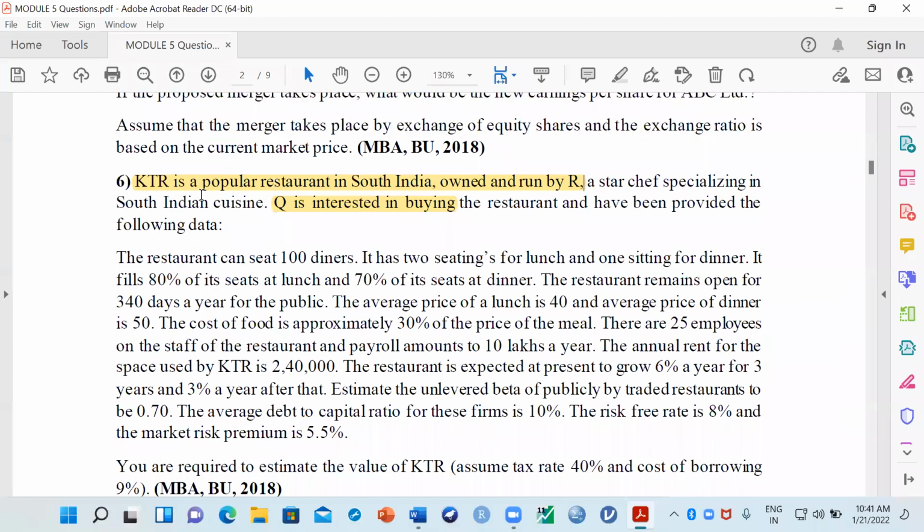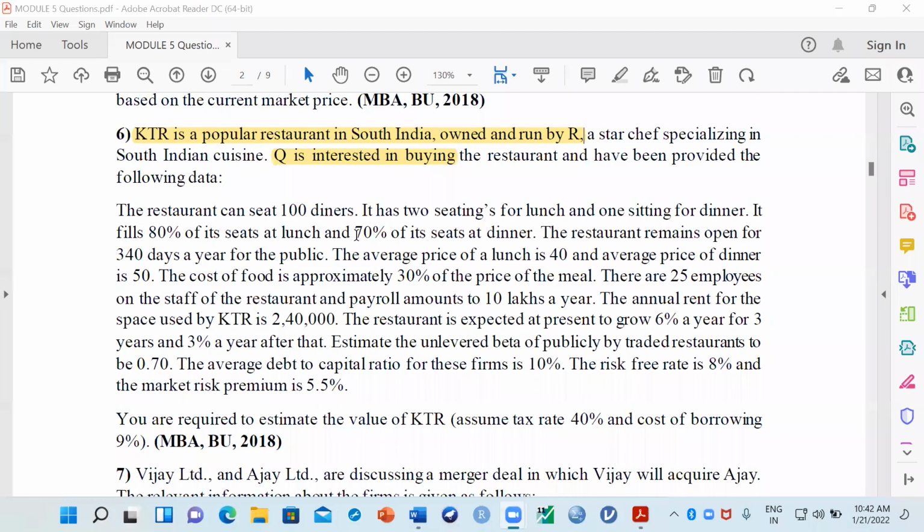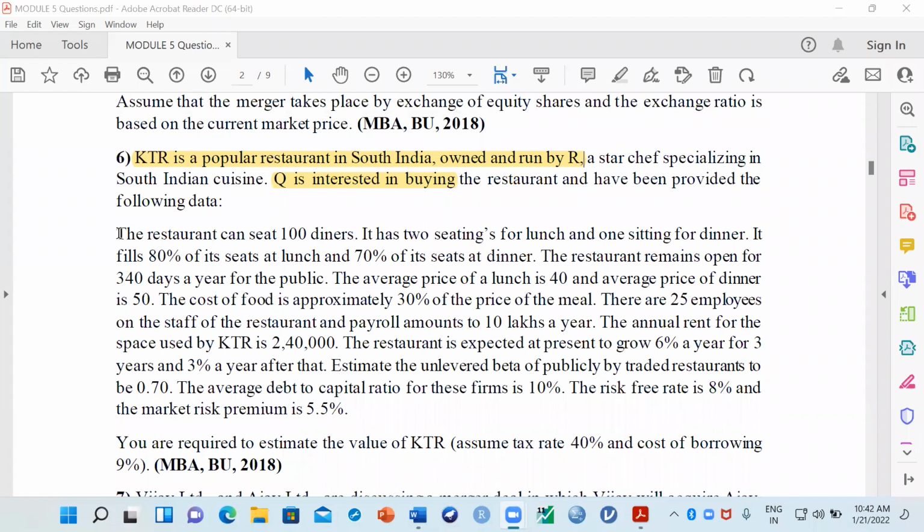And who is running the company? It is run by R, right? So can you put your answer in the chat box? Who is buying and who is the target here particularly? Who is buying the restaurant and who is selling the restaurant? Can you just put your answer quickly in the chat box based on this information so that we can go ahead with the next paragraph. Q is buying and R.